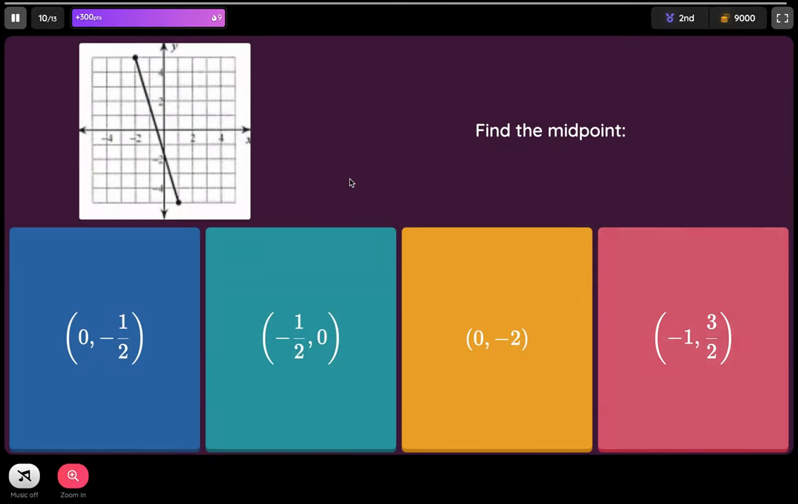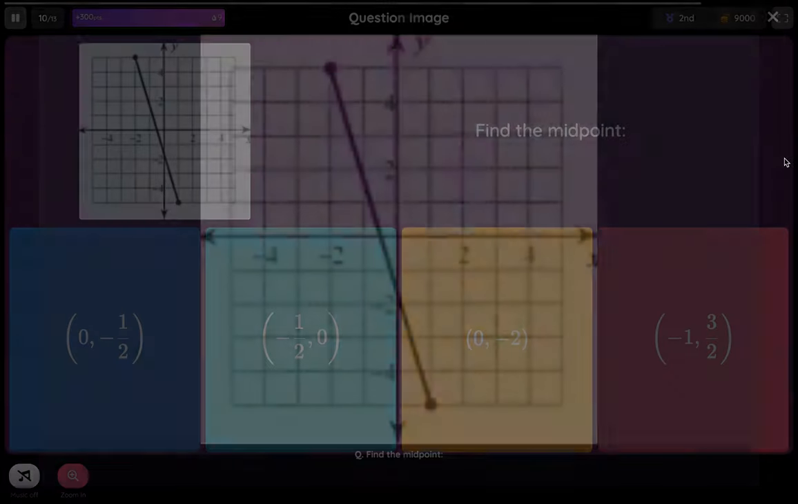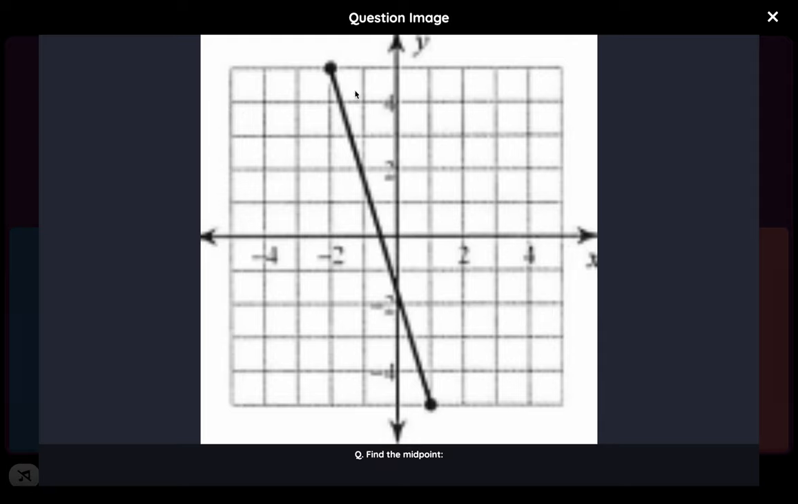Find the midpoint. This coordinate is negative 2 and 5, and this coordinate is 1 and negative 5. So negative 2 plus 1 is equal to negative 1 divided by 2, this fraction over here, and 5 plus negative 5 is equal to 0 divided by 2, 0.